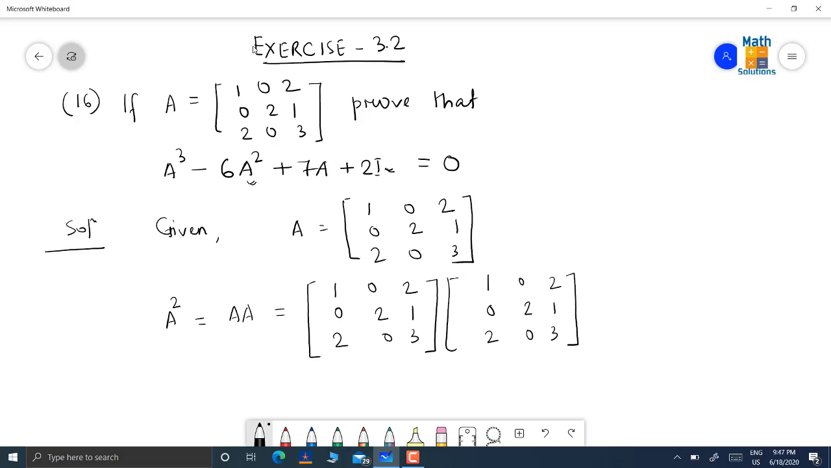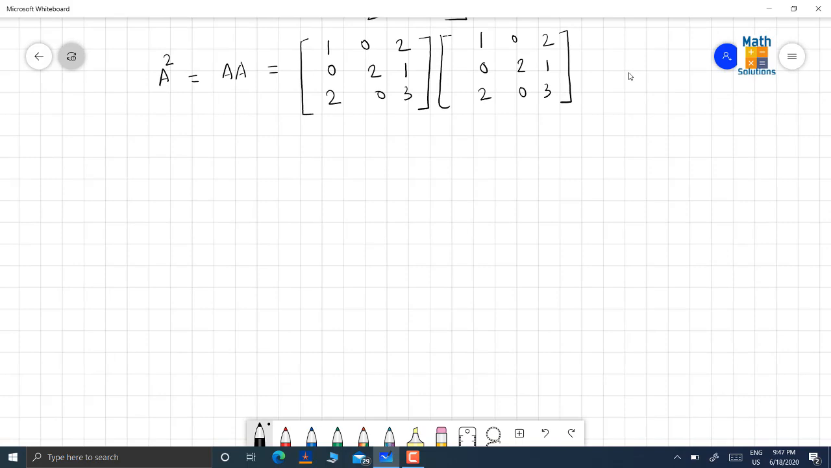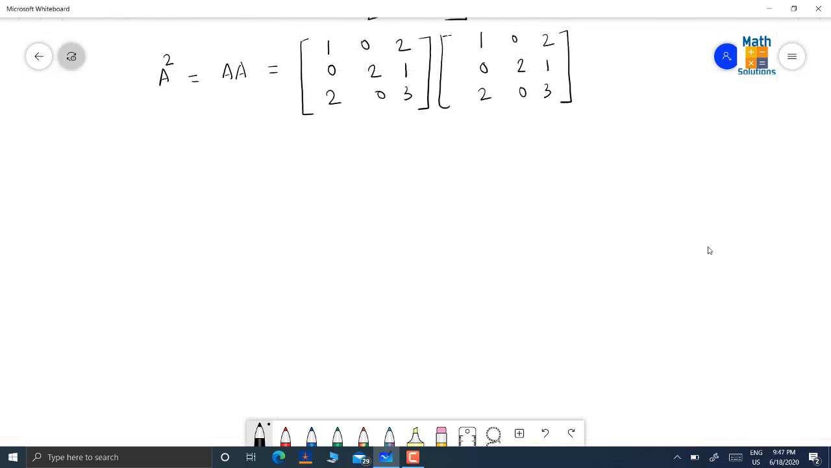Let's find out the product now. All of us know that we can find out matrix products using certain rules here. So what rule we have to follow? First of all, we have to check the order of the matrices. This is 3 by 3. Here also this is 3 by 3. So matrix multiplication is possible. Why so? Because the number of columns of the first matrix is equal to number of rows of the second matrix.